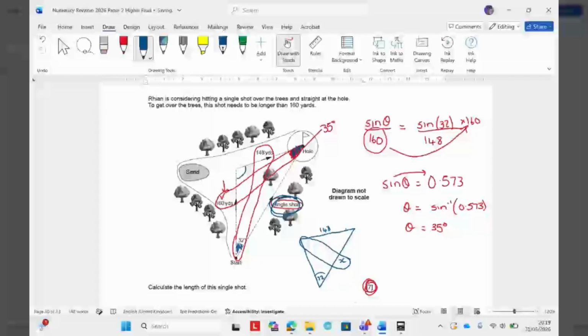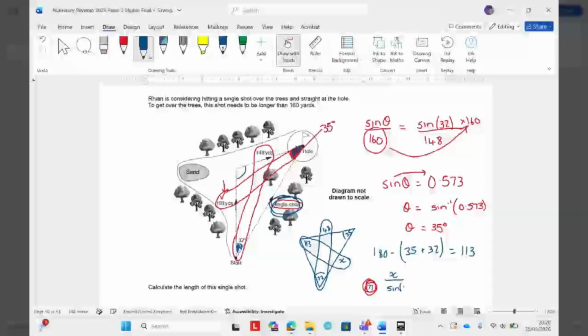However, because we know this is 35, if you add the 35 and the 32 and take that away from 180, take 67 away from 180, you get 113. That's that angle, and we're away to go. So in all these questions, bear in mind, if something allows you to work out 2 angles, you suddenly know 3 angles, right?